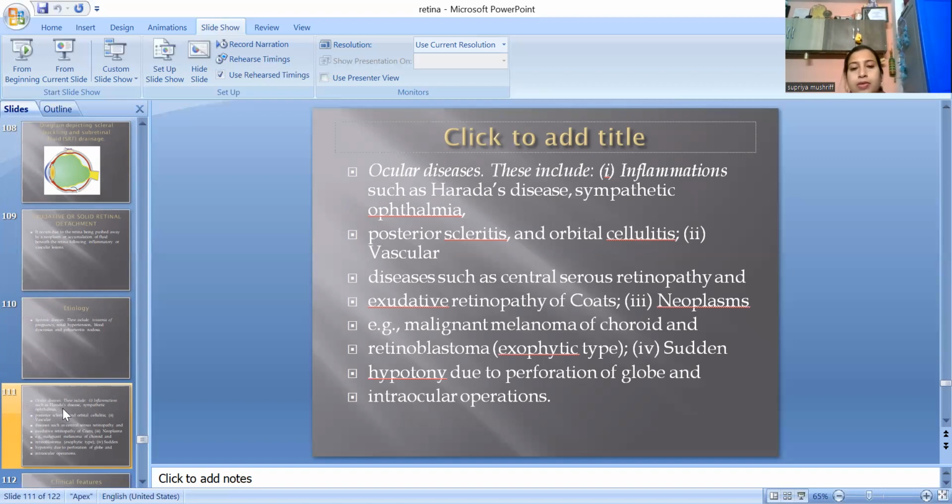Neoplasms, for example, malignant melanoma of choroid and retinoblastoma, that is exophytic type, and sudden hypotony due to perforation of the globe in intraocular operations. These are the various reasons because of which exudative RD can occur.